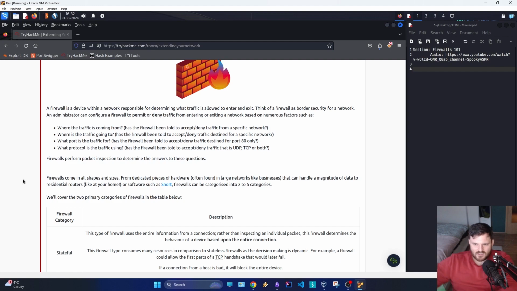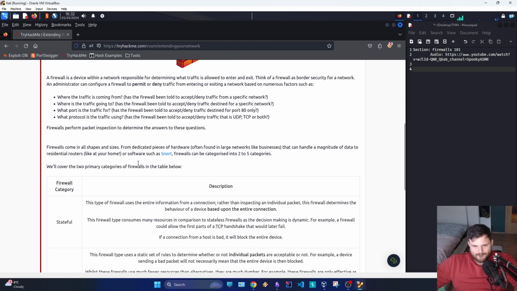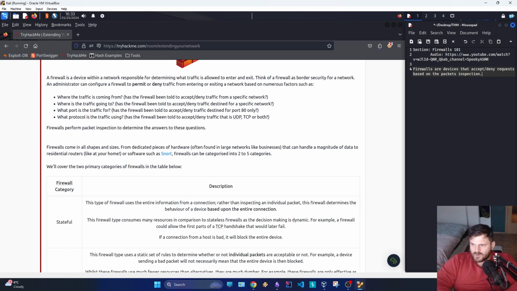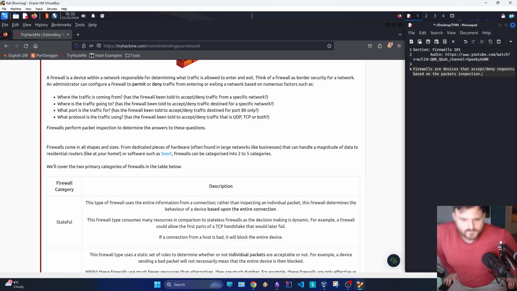Interesting. Good questions. Firewalls perform packet inspection to determine the answer to these questions. So firewalls are devices that accept or deny requests based on packet inspection, right? A network administrator will configure such a device.